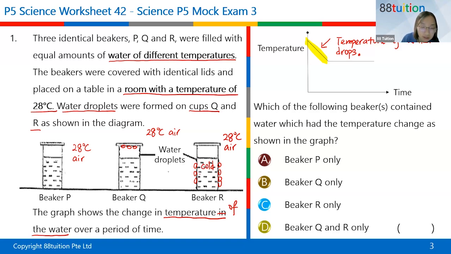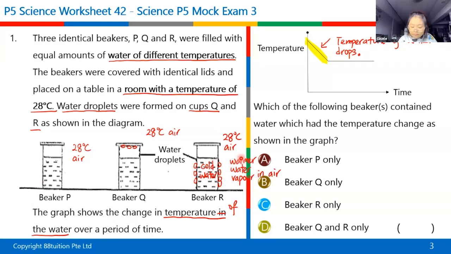So inside here is definitely cold water. It's only when you have cold water that this happens: the water vapor in the air, I'm going to write here, water vapor in the air. So water vapor in the air is warmer. It will touch the cooler surface of the beaker and it will lose heat and condense into water droplets. So actually all these water droplets come from the water vapor inside the air.